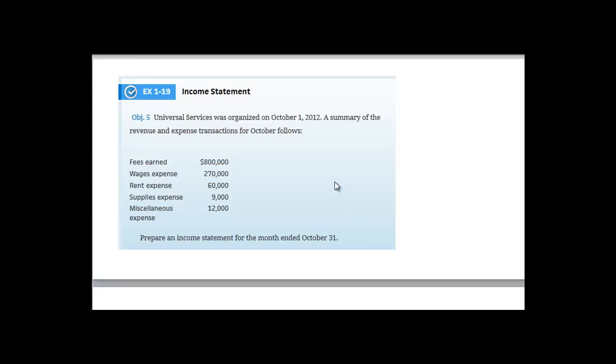So the profit we're going to see here is the difference between the amount of fees that we earned, our revenue, and it's going to be reduced by all of these expenses that we incurred in pursuit of generating these revenues. So let's take a look at what the answer would look like.